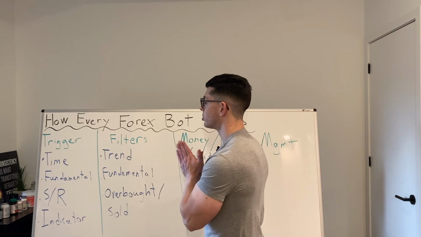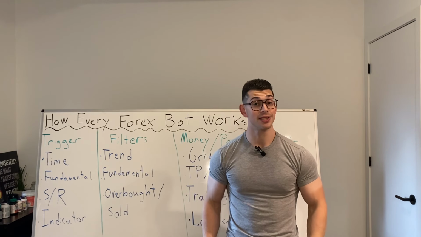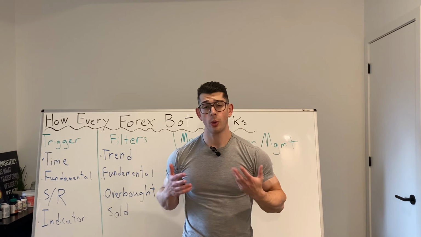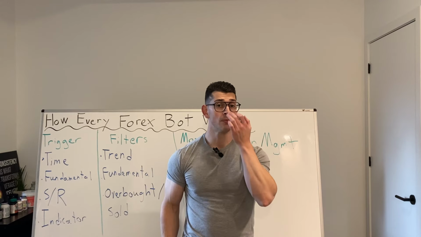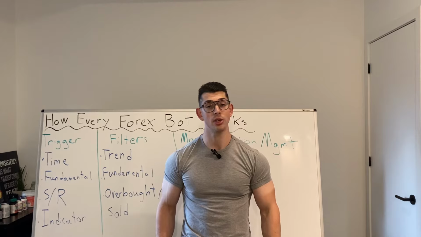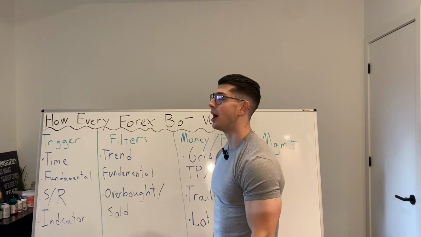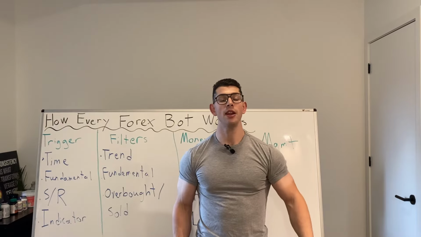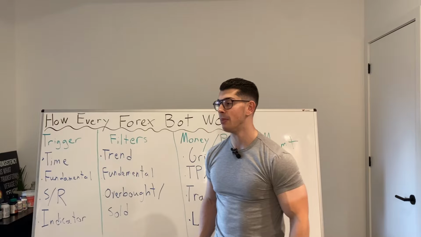So starting us off with trigger. What does trigger actually mean? This is why the bot is deciding to enter a position. And it's quite simply the instructions given by the programmer or by the developer telling the bot to enter once a certain condition has been met. And this could be as simple as time. So at the end of the first 5-minute candle of the session, buy. That would be a time-based trigger.